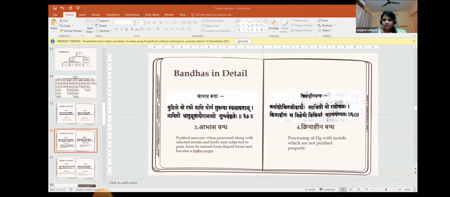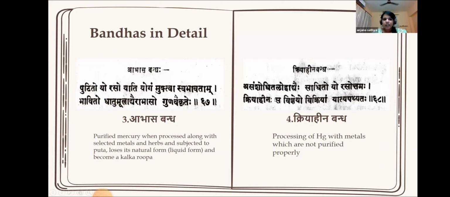So yeah, Abhasa Bandha. Abhasa Bandha is when the mercury is processed with the wrongful combination of herbals, it will change the liquid nature of the mercury and convert into a Kalkaruba. In Kalkabandha, it is okay to convert the mercury so. But in Abhasa Bandha, what it actually means is it loses its potency, so it won't be potent enough to be used in formulations or in any bandha. So that is the Abhasa Bandha.